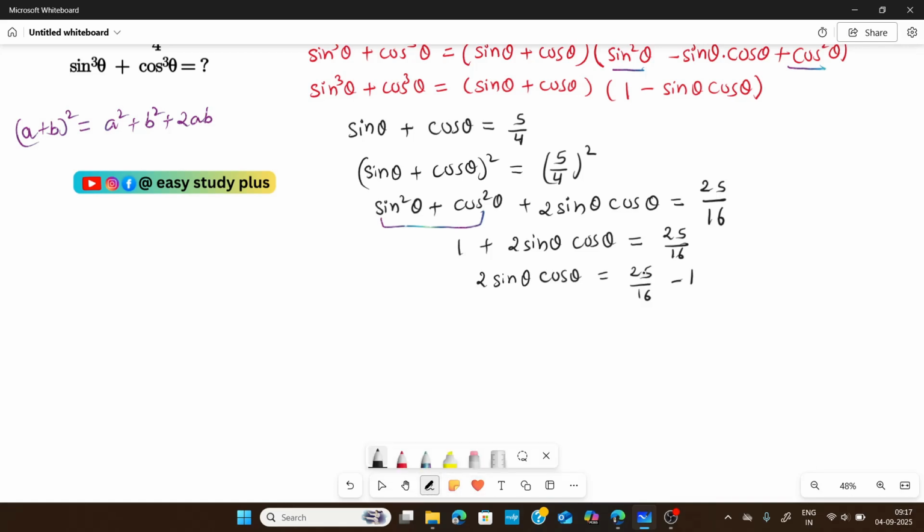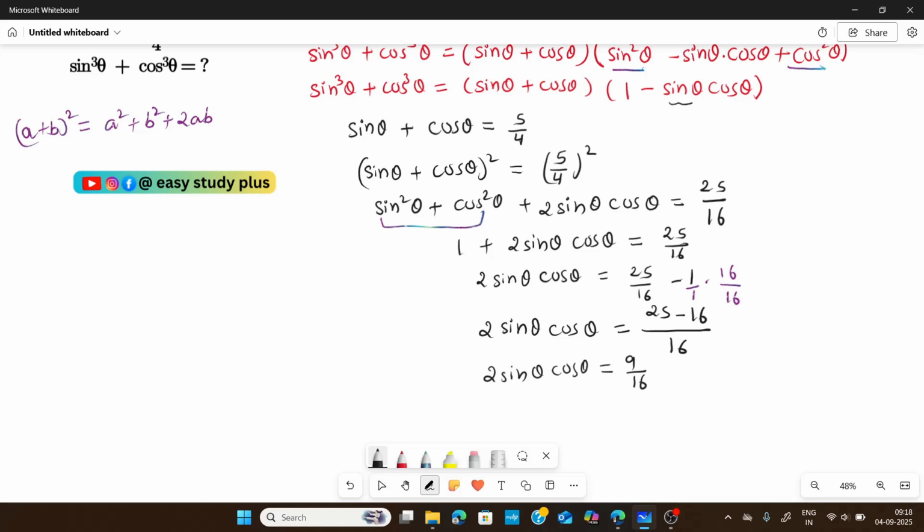Okay, it is a fraction. It is simple to subtract. First take 1 in the denominator of 1. Now you have to make the common denominator. To make a common denominator, you have to multiply and divide by 16. Everyone should do it like this. Now they have a common denominator, so we can subtract their numerators. 16 is the common denominator, and 25 minus 1 times 16, which is 16. You will get 2 sine theta cos theta is equal to 9 over 16.